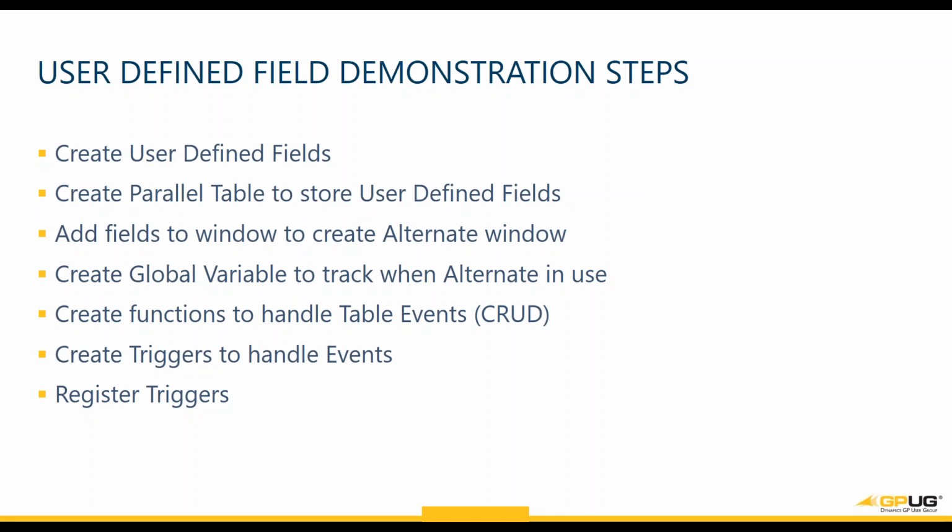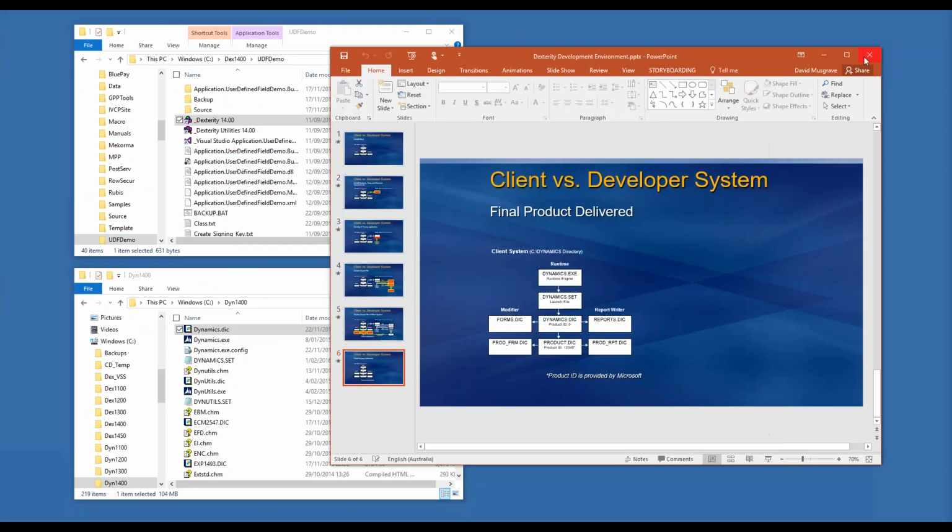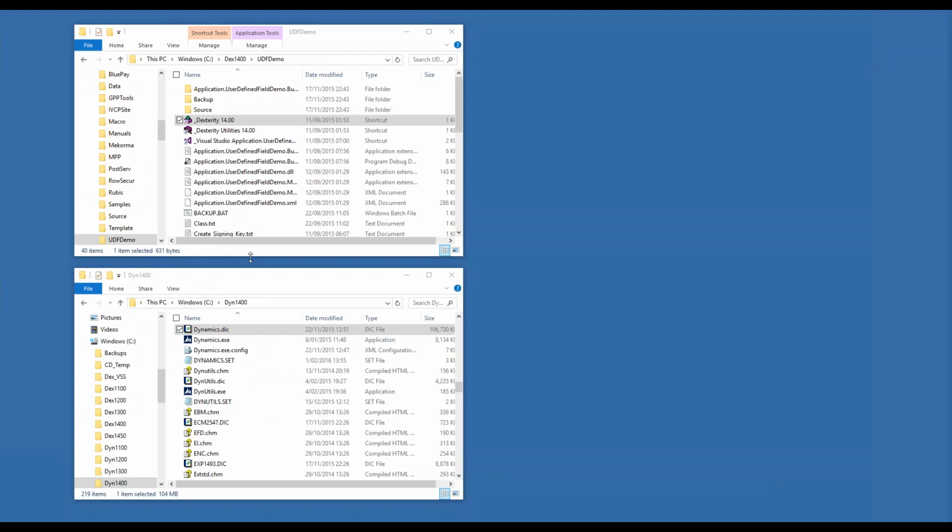Then I'll create triggers to handle the additional events, so basically opening the window, closing the window, setting default values, etc. And the final step then is registering the triggers. That is actually where we pop out of here, and we start the actual development. So I've got about, I don't know, 40 minutes to do this. I don't think it should take that long. We'll see how we go.